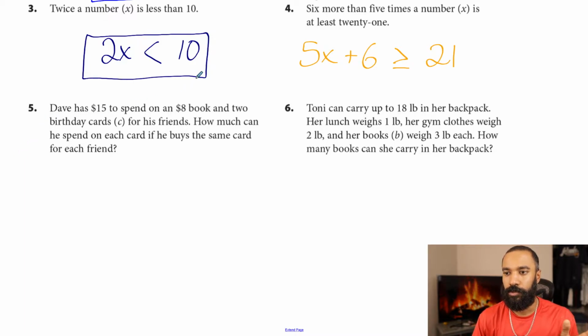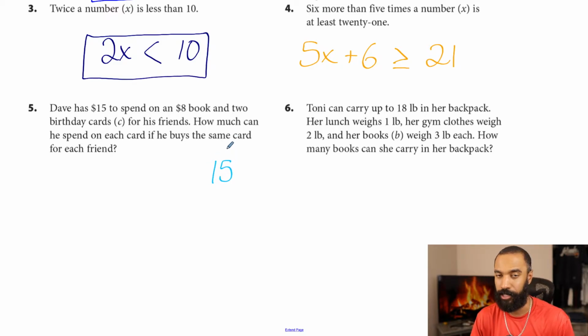Okay, so, look, you can come up with the answer on your own, but the point is to set up the inequality to solve for it, keeping in mind it's an inequality, not an equation. He doesn't have to spend all of his $15, and that's the biggest point I want to make with this. He could spend up to his $15, but 15 is the absolute maximum.